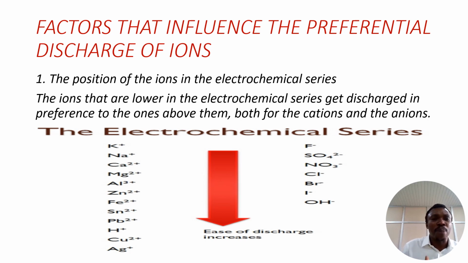If there's competition between potassium ion and copper-2 ion, copper-2 ion will be preferentially discharged, because copper-2 ion is lower in the electrochemical series, less electropositive, and has a high tendency to gain electrons and undergo reduction. So that is the position of the ions in the electrochemical series. The ions that are lower in the electrochemical series get discharged in preference to the ones above them, both for the cations and the anions.